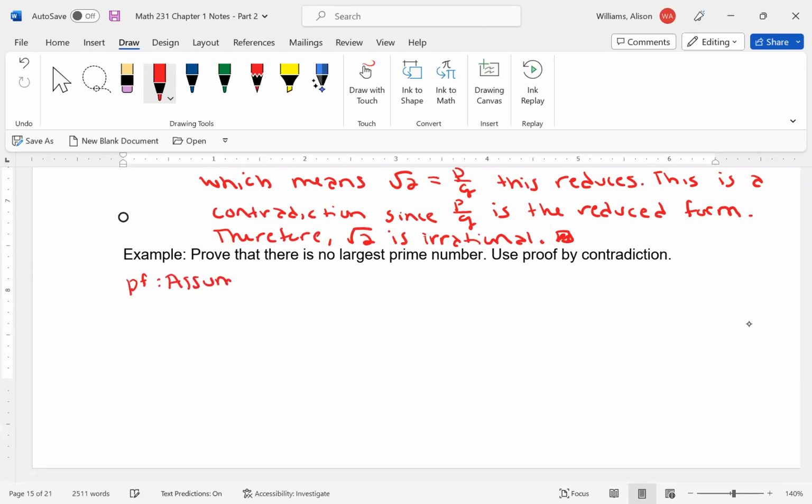Assume there is a largest prime number. Now remember, a prime number is a number that's only divisible by itself and 1. Okay. That means we'll call it, here, sorry, call it P sub n. I don't know why they use P sub n. That's weird. I'll just call it P.